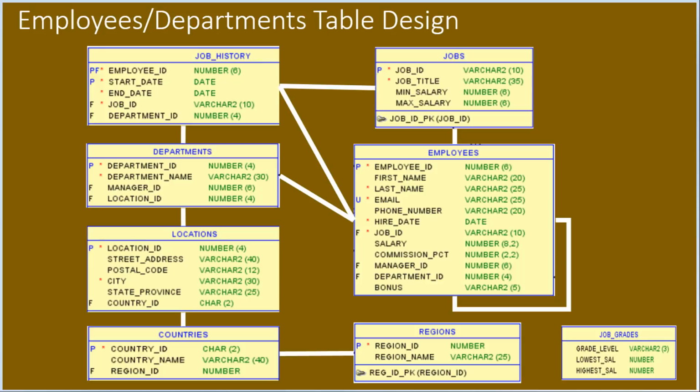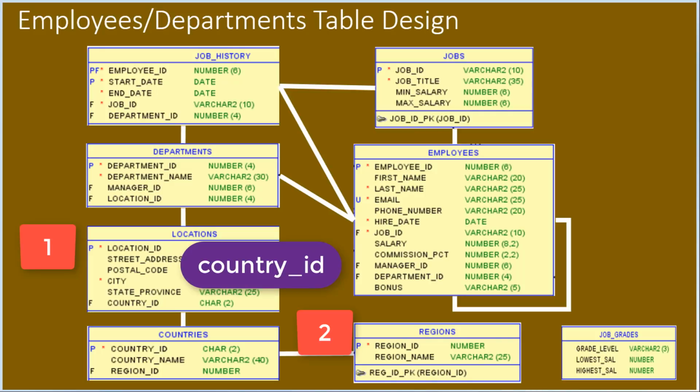The lines among the tables mean that they are related. For tables to be related, they must have common attributes. For example, jobs and employees tables are related because of their common column, job ID. Now look at the countries table. It is related to two tables, locations and regions. It's related to locations through country ID, while to regions through region ID.